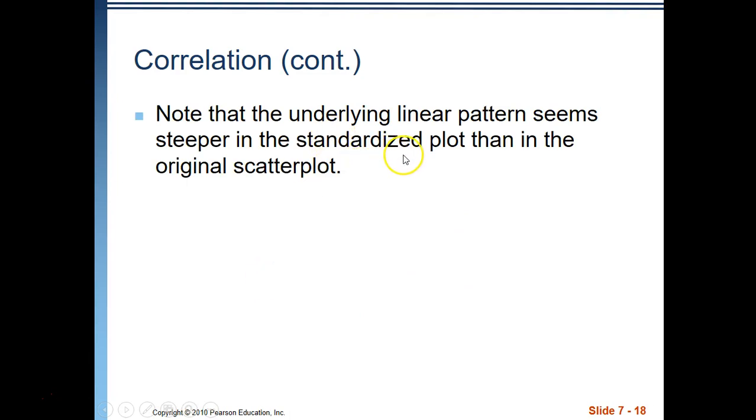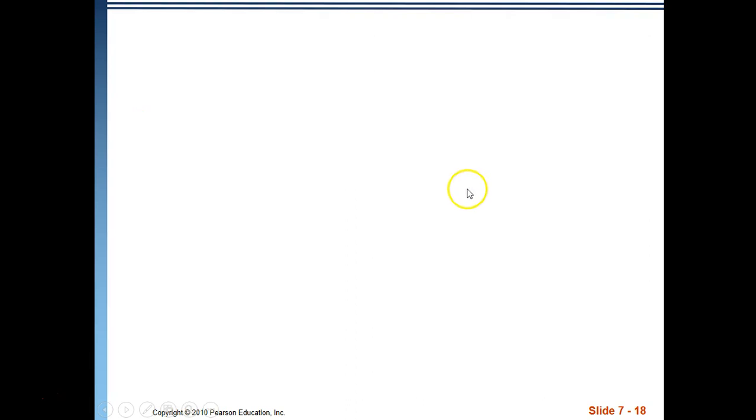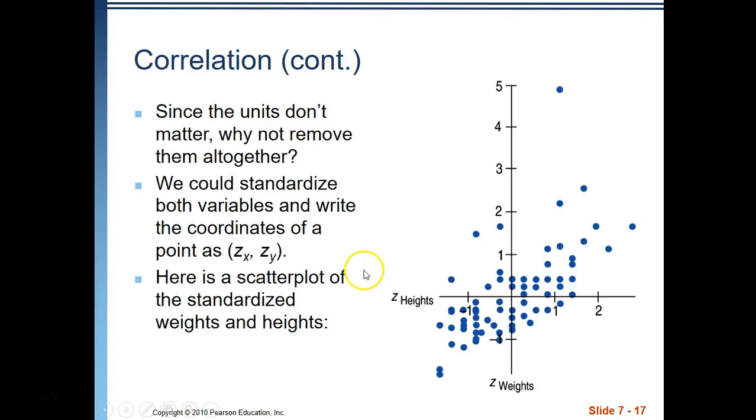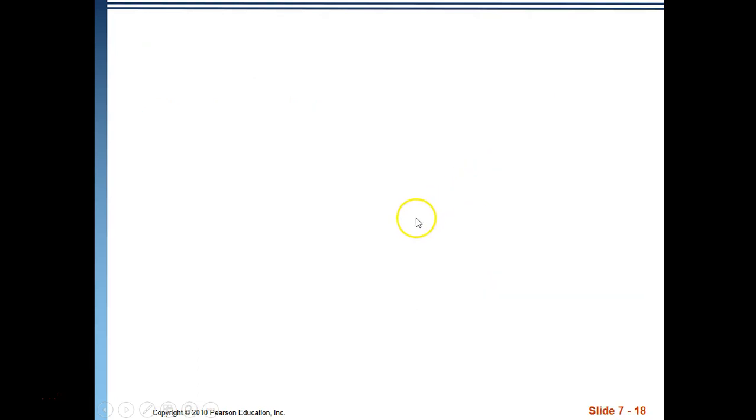And note that the underlying linear pattern seems steeper in the standardized plot than in the original, right? Look at this. If I was just to do a rough sketch, very, very rough, it looks like I'm going like a fraction, kind of like up 1 but over 2, or maybe up 2 and over 3. But the point is, it seems like a fraction, right? When I look at this data, it seems like I'm going up more before I go over. Like if I was to roughly get a trend, it looks like it's going up more than it is over.